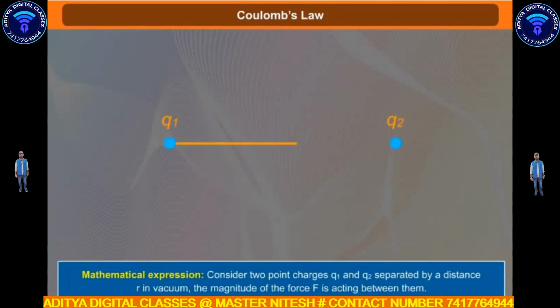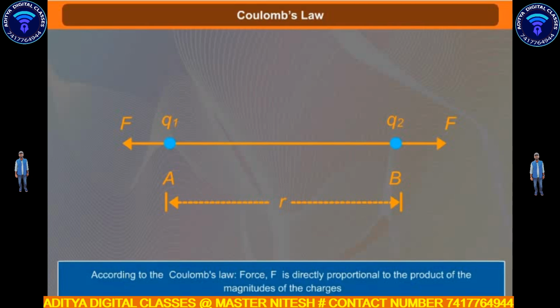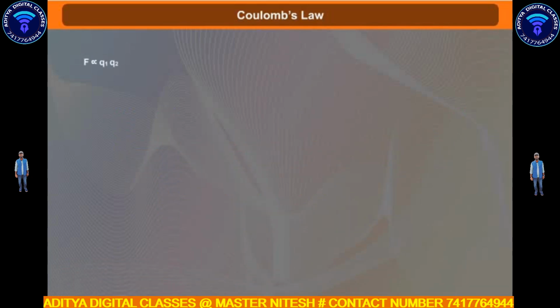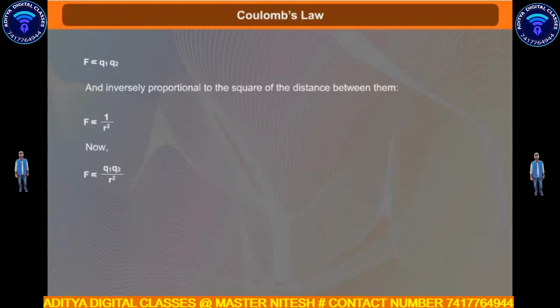Mathematical expression. Consider 2 point charges Q1 and Q2 separated by a distance r in vacuum. The magnitude of the force F is acting between them. According to Coulomb's law, force F is directly proportional to the product of the magnitudes of the charges Q1 into Q2 and inversely proportional to the square of the distance between them, that is, 1 by r square. Now this implies F is equal to K Q1 Q2 by r square.